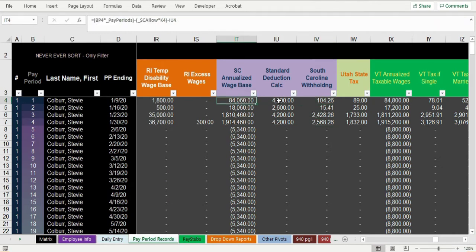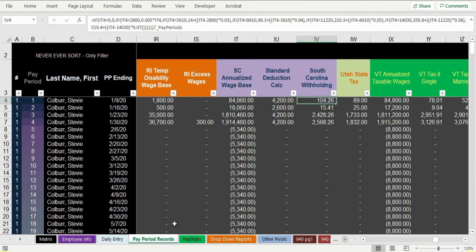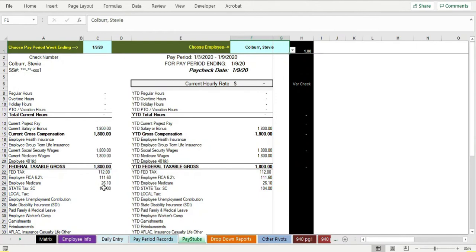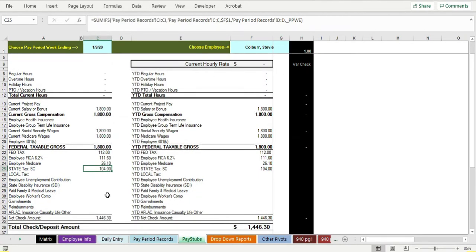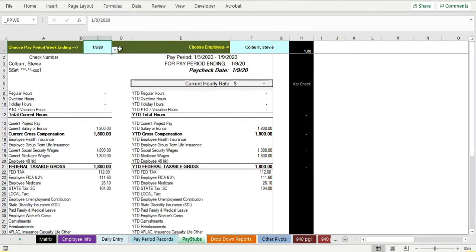Pretty easy. Annualize your wages, figure out what your standard deduction is, whether it's that threshold or 10% of your annualized gross, if that ends up being less than 4,200, then you've got to make sure you get that deduction right, and then apply the formula to it, and you're done. You've got pay stubs. You're good to go. I don't know if there's any local taxes in South Carolina. Don't think so. We'll find out. But that's how it works. Pretty easy. South Carolina is not that bad.